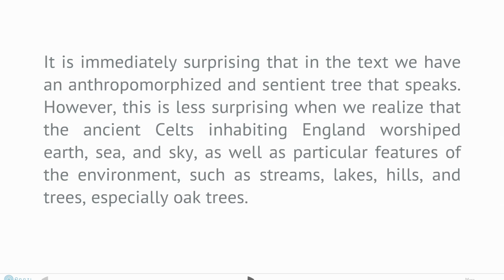But it's important to realize that the ancient Celts inhabiting England worshipped, in addition to the earth and larger deities, the sea, the sky, and all that, but also particular features of the environment, streams, lakes, hills, and especially trees and oak trees. This is largely in the form of genius loci figures. So a genius loci of a stream or a hill would be an entity that could talk. Not unlike what we have in Gilgamesh, where the protector of trees, Humbaba, is actually speaking. Although here it is seen in a much more literal way, that the tree itself is able to speak, which is interesting here, and it's especially interesting that it is a tree.